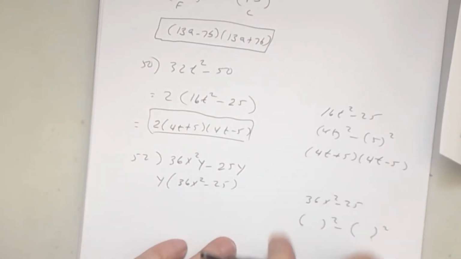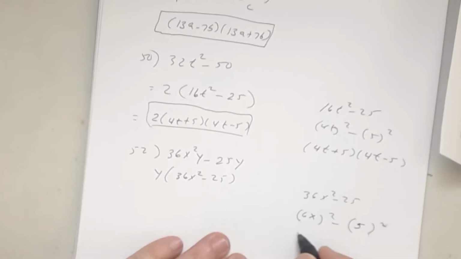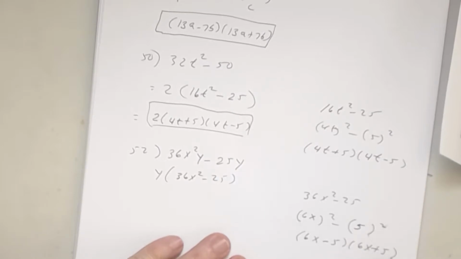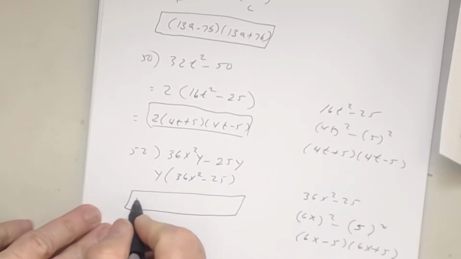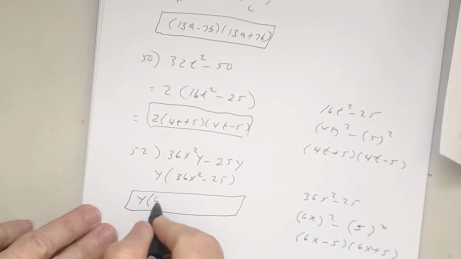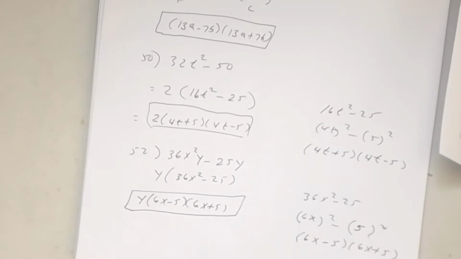So here's your work, and you could do this in your head, but here's what you're thinking in your mind. My first parenthesis is going to be what? 6x. My second parenthesis is going to be 5. So now my factoring is 6x minus 5 times 6x plus 5. And so therefore my answer will be y times 6x minus 5 times what? 6x plus 5.